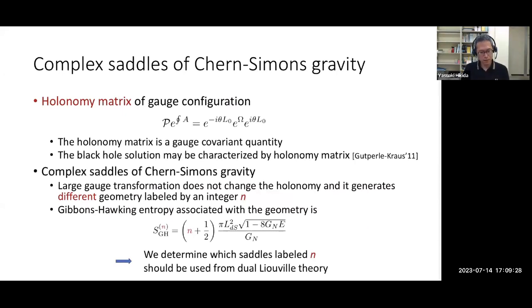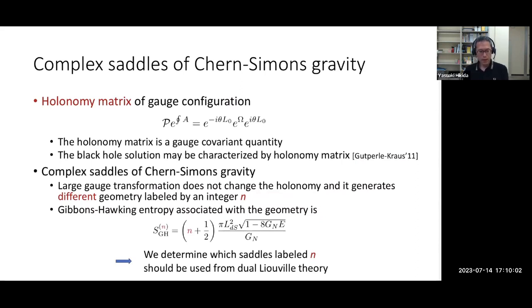So we use a holonomy matrix to characterize geometry, and we assume that the black hole solution is characterized by a holonomy matrix which has a trivial holonomy around the thermal cycle. This is a definition of a black hole by Witten.